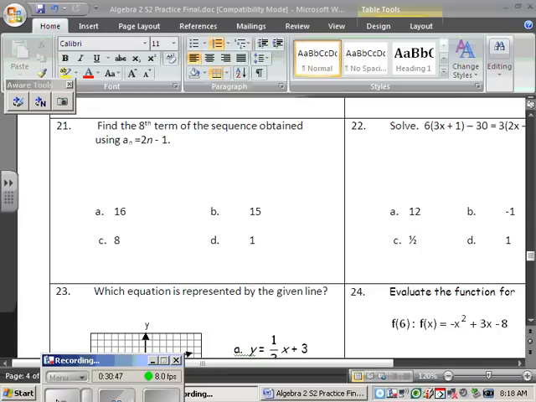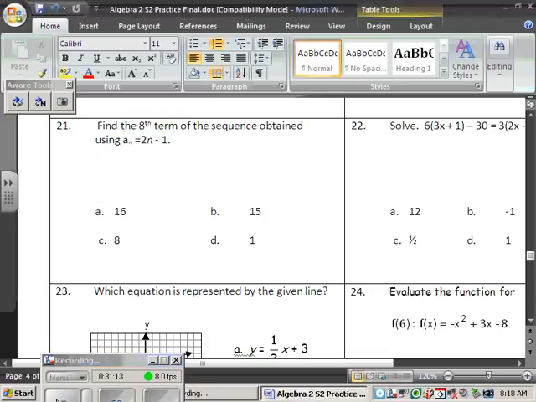In number 21, it says find the 8th term of the sequence obtained using a sub n equals 2n minus 1. Now, don't worry about the a sub n. What you're using is the 2n minus 1. So the n means what term are you looking for? So whatever term the problem is asking you to find, you're going to plug in that number for the n. So you're going to plug in the 8.